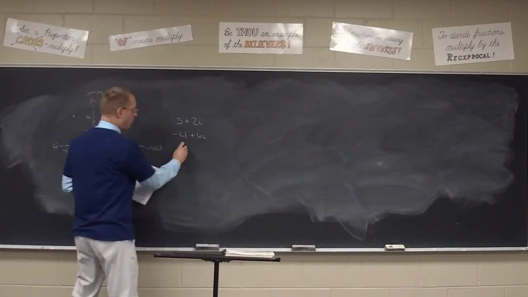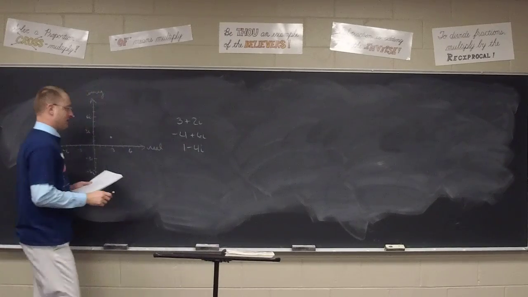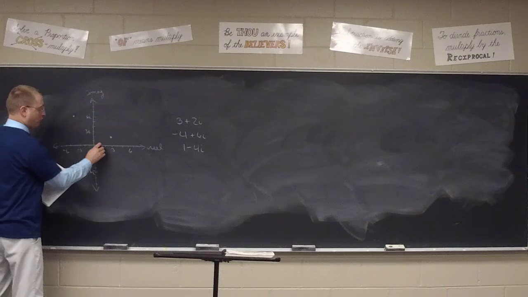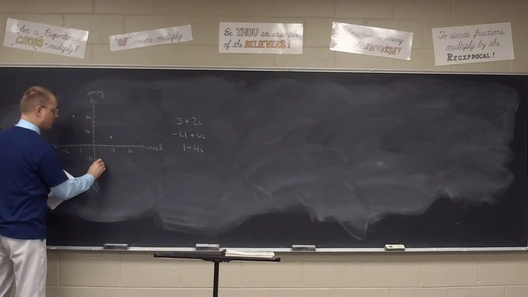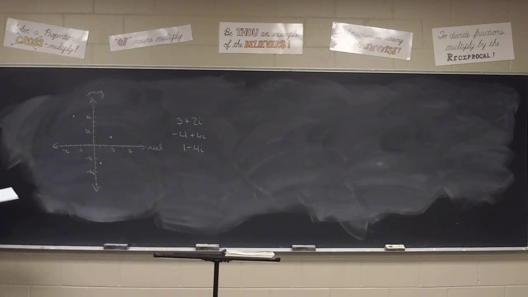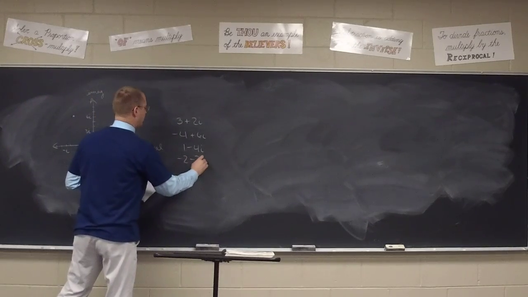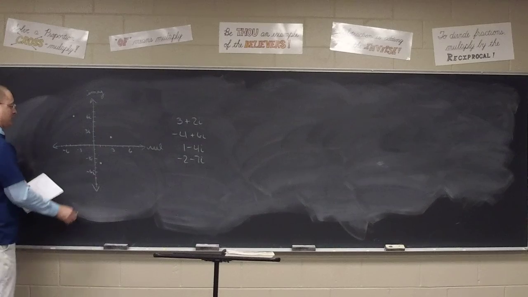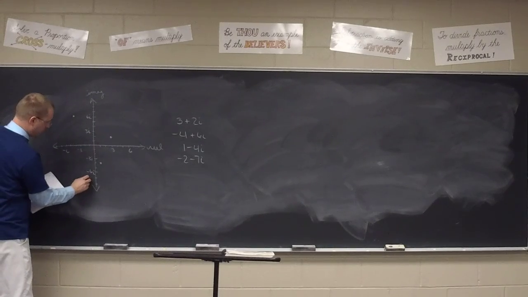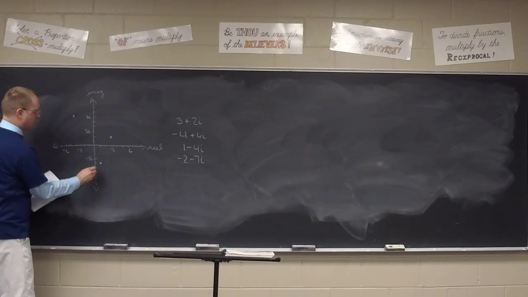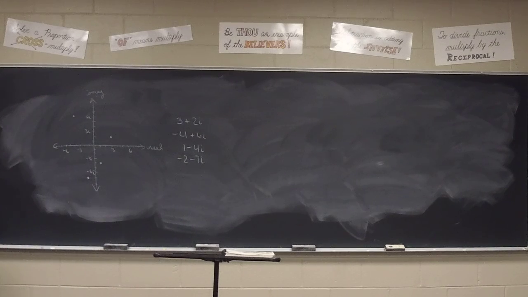If I were to graph 1 - 4i, well, that's going to fall in the 4th quadrant, over 1 and down 4i. If I wanted to graph -2 - 7i, obviously that's going to go backward 2, downward 7i, here in the 3rd quadrant. Pretty self-explanatory? Not blowing anyone's brain here.